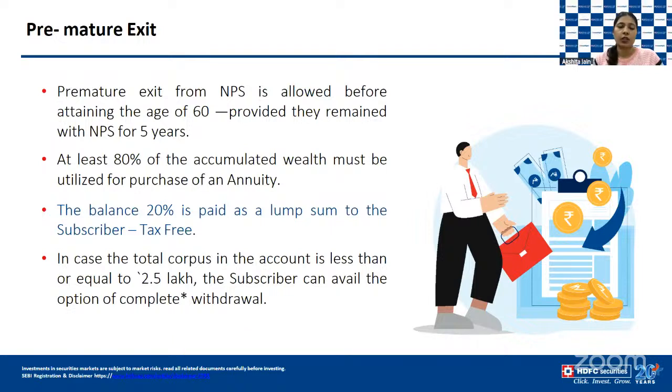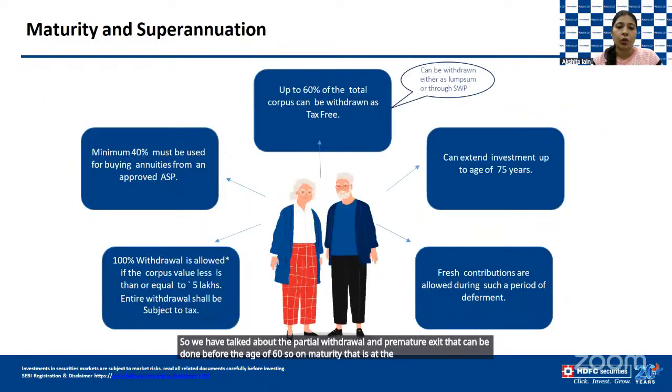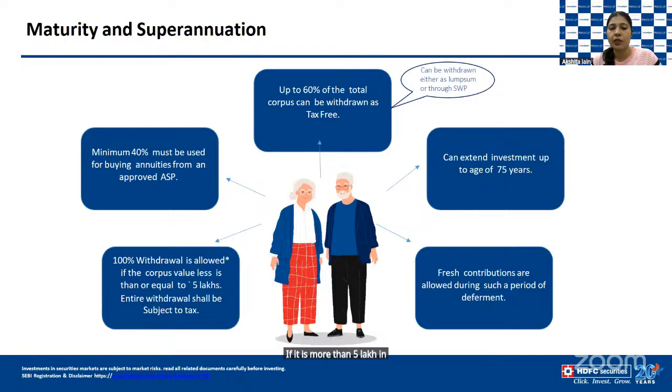So this is why we have talked about the partial withdrawal and premature exit that can be done before the age of 60. On maturity, that is at the age of 60, if your corpus value is less than 5 lakh, you can withdraw the whole amount. If it is more than 5 lakh, in that case 60% can be withdrawn as a lump sum and 40% you will get as an annuity, that is monthly pension.